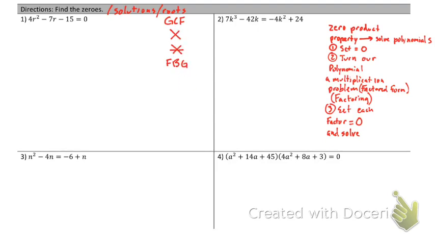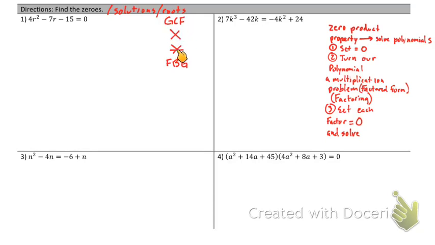In this case, we want to check for GCF. Is there something that can divide 4, 7, and 15? The answer is no. There's nothing that can divide 4, 7, and 15, so there's not a number GCF. Then check, do I have a variable throughout? The answer is no, there is no variable. So GCF is out the window.